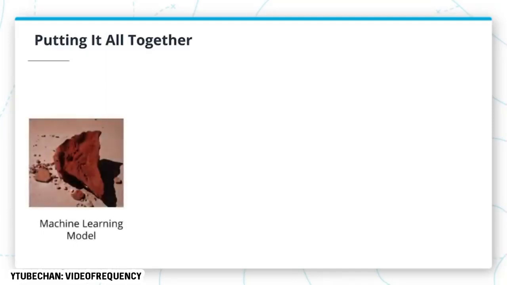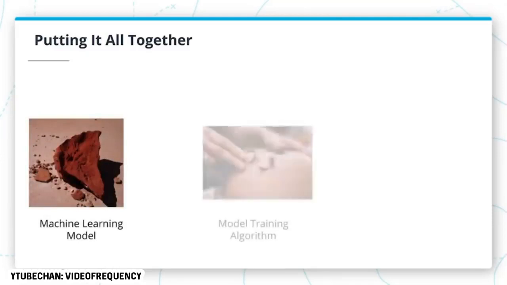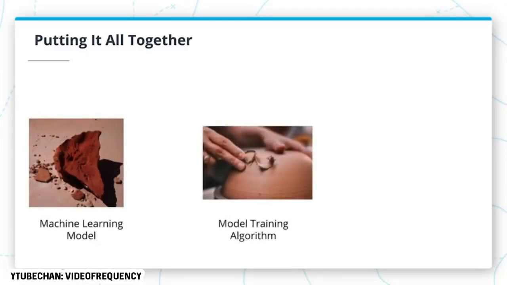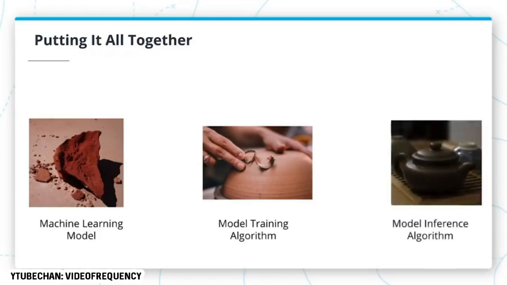First, you start with a raw piece of clay, which can be modeled into many different things. This represents a machine learning model. Next, you shape your raw piece of clay to make it look like the teapot that you always wanted. Similarly, the model training algorithm gently nudges parameters to make the model capable of solving the problem. Finally, you can enjoy your teapot and put it to work. This represents model inference. You use your model to solve the problem.